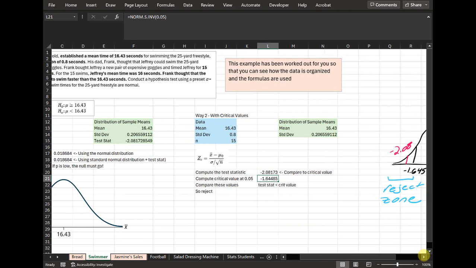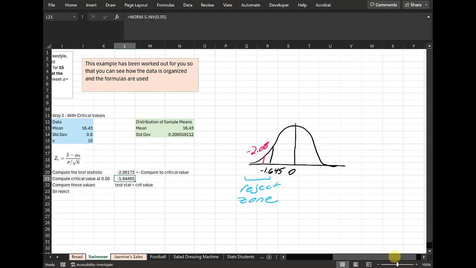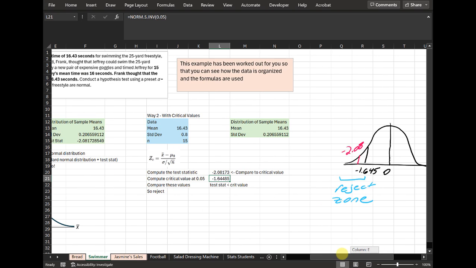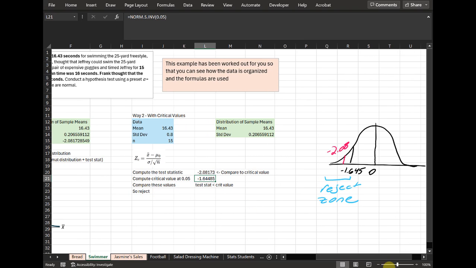I really like critical values, actually, because I think they have a very nice visual. You have your critical value, that negative 1.645. Here's your critical value, and then you put in your test statistic. Here's where my test statistic falls relative to my critical value. If your test statistic falls over here, in the tail that we're testing, that's your reject zone. I can clearly see my test statistic falls in the reject zone, so I'm going to reject the null hypothesis.